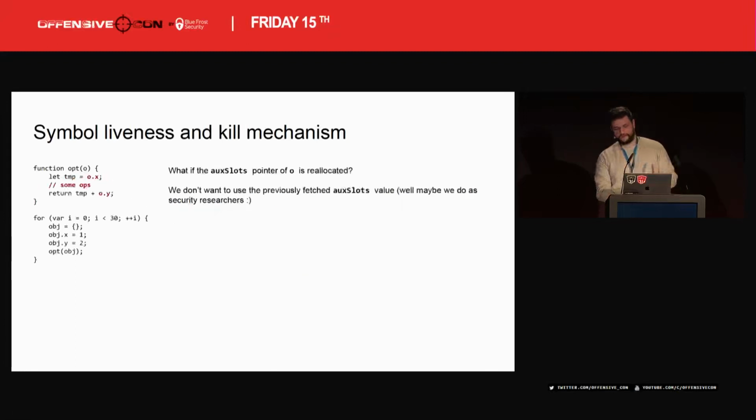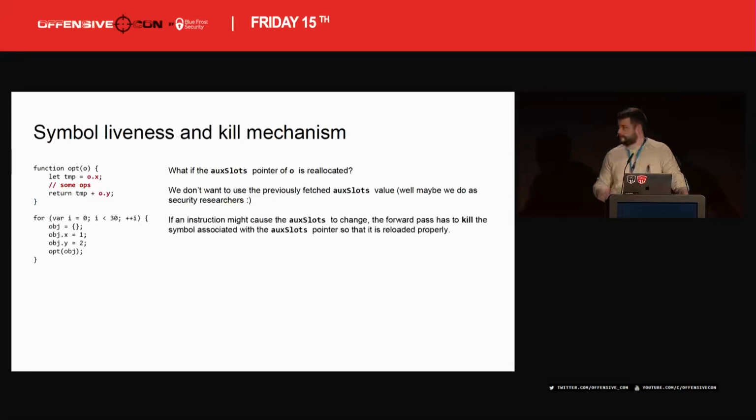But now you have the counterpart to that: what if we slightly change the function so that between the access of property X and the access of property Y, we have some operations? And what if those operations trigger the aux pointer to be reallocated? That would happen if you had a whole bunch of properties, so you have to reallocate enough space and copy the properties. You don't want to use the previous value of the aux pointer, because now it would point to free memory, or maybe you want to look for that particular situation if you're looking for bugs.